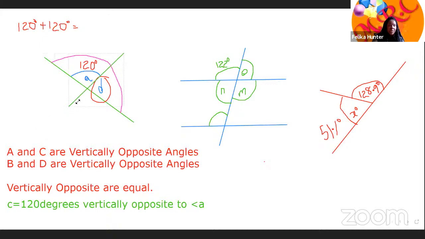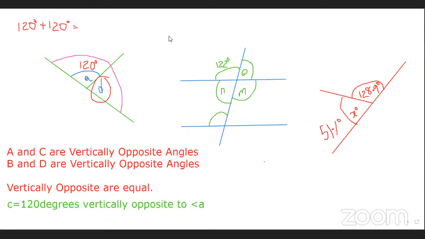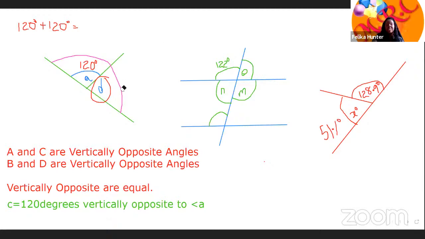If I was supposed to take away this, say I took away everything there, you realize that it's just an angle on a straight line? Yes, Miss. Right, so I want you to be able to see it in different ways.